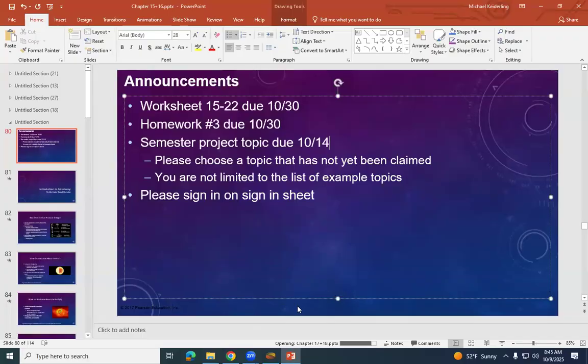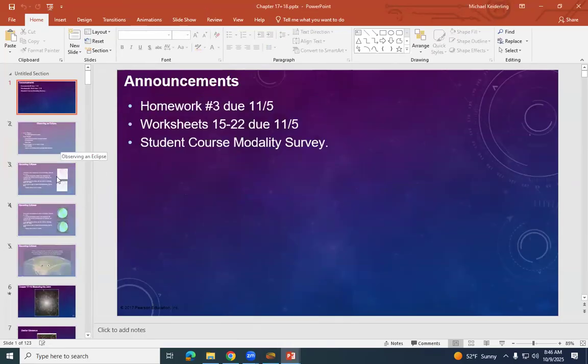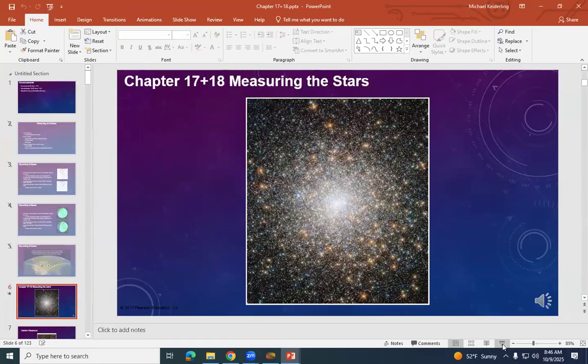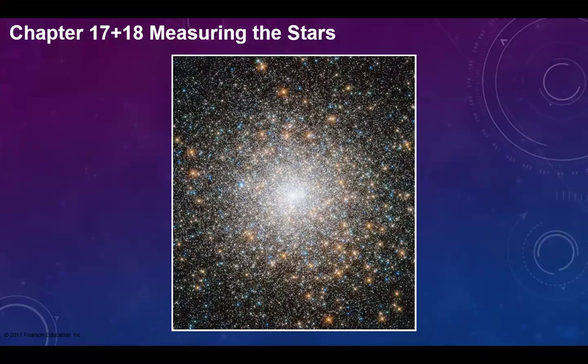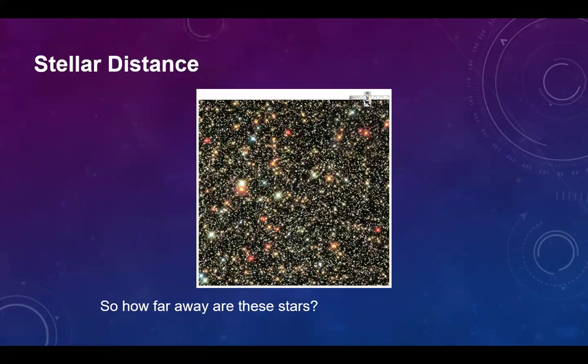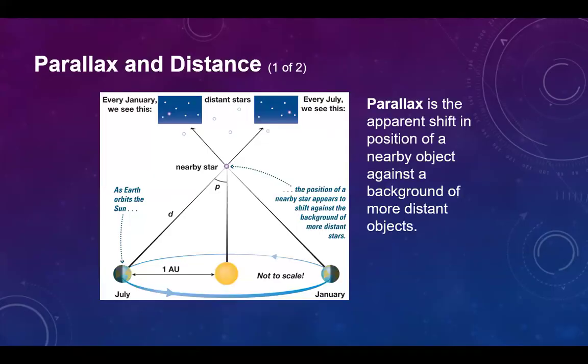So now that we've talked about the sun, let's move on to other stars. Let's talk about how we measure and observe the stars. One of the first things we want to figure out when we look at stars is how far away they are. Because if we want to understand how much light they're putting out, we need to know how far away they are. So how far away are these stars?